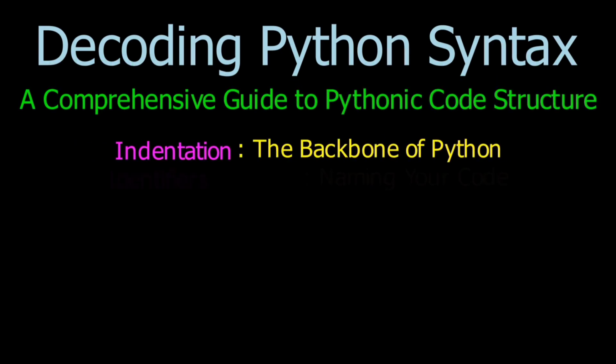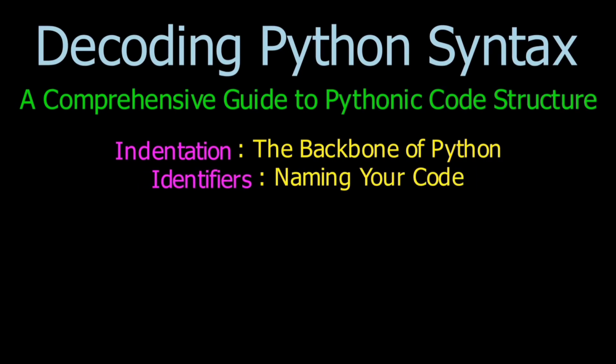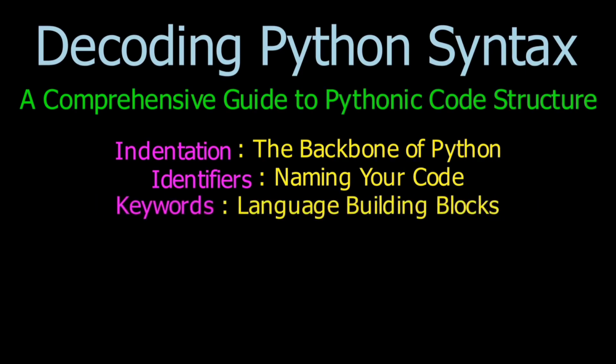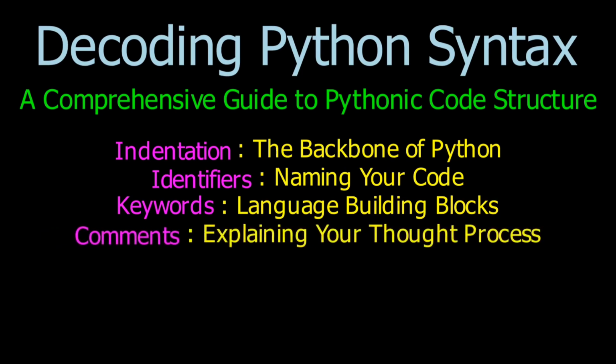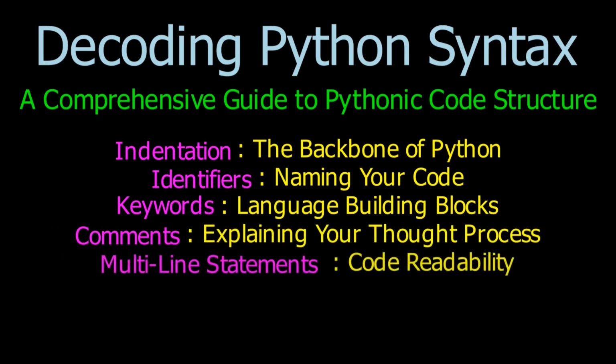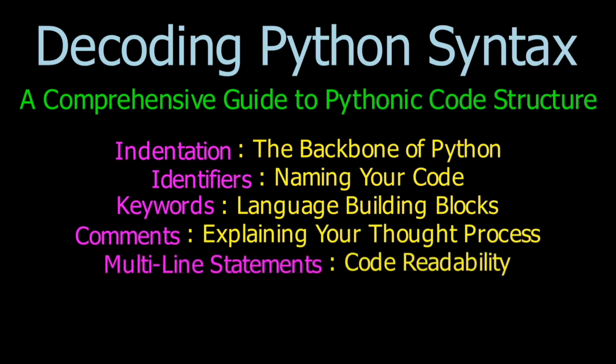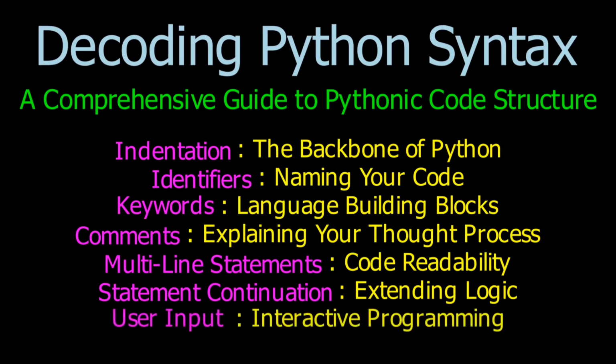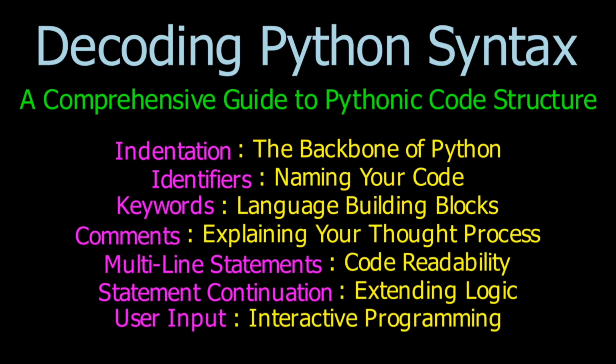Indentation, the backbone of Python structure. Identifiers, how to properly name your variables and functions. Keywords, the special reserved words that power Python. Next, comments, making the code self-documenting. And multi-line statements, writing clean, readable code. Statement continuation, that handles complex expressions elegantly, and user input, making the programs interactive.